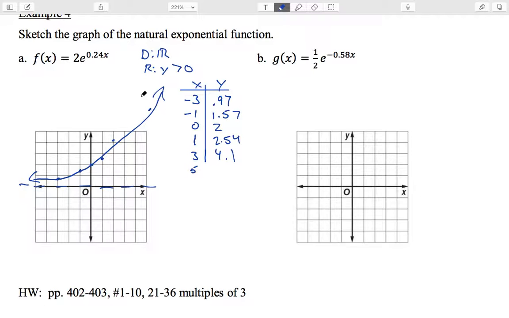Okay, so tonight, let me see what that looks like. So we have a book. There it is. Page 402, exercises 1 through 10. Evaluate the expression, round your result to 3 decimal places. So that is a calculator process. That's super easy. Then 21 to 36, multiples of 3. Graph the exponential function. So you're doing 21, 24, 27, 30, 33, 36. So there's 6 graphs to do. You probably will need a calculator for those, but I think that's it. Very doable for sure.